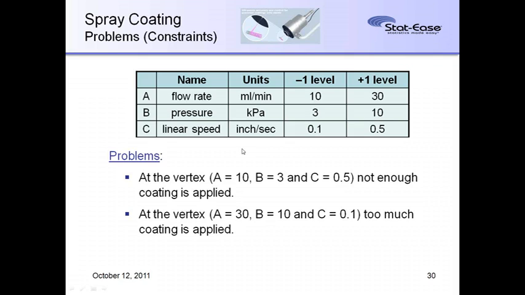Okay, now if we set up a design and we study those three things, and we pick low levels of each and high levels of each, we might recognize there would be some problems. At the vertex where the flow rate's low, the pressure is low, and the linear speed is fast, we may not get enough coating. If we've got a real low flow rate, a real low pressure, and we're moving the stent quickly through the spray pattern, there's not much coating applied. Likewise at the opposite vertex, when we have high pressure, high flow rate, and a slow linear speed, then too much coating gets applied.